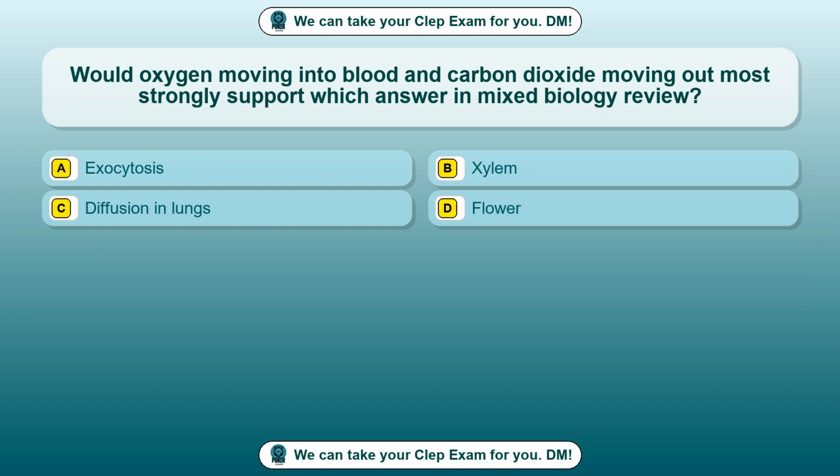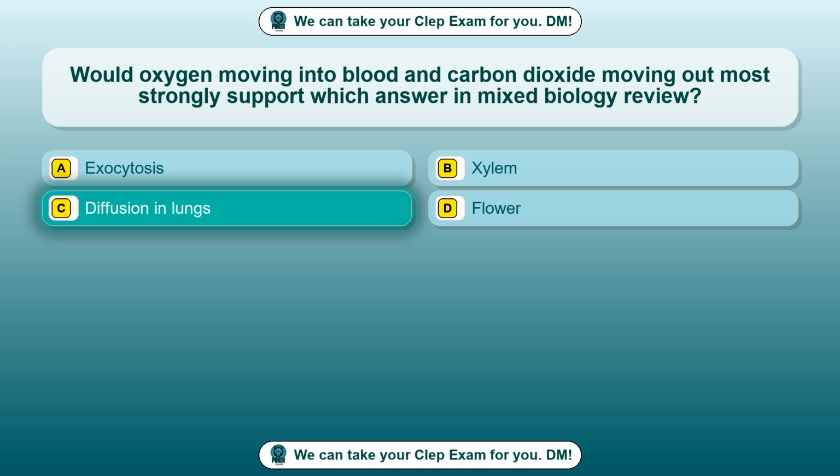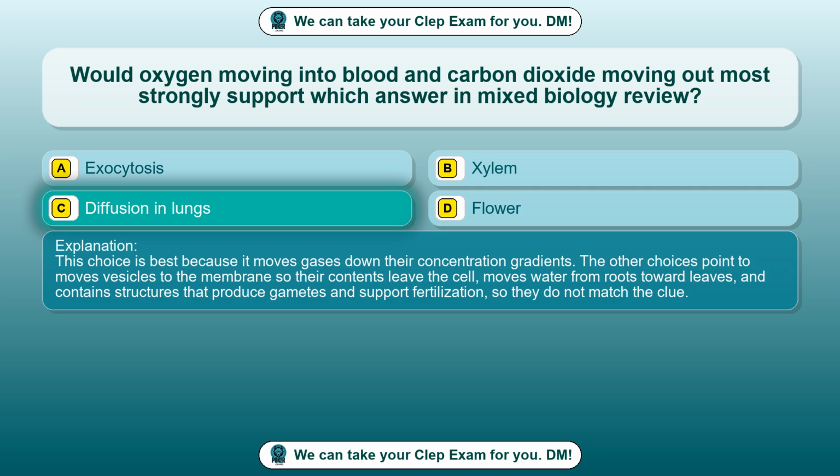Question 71. Would oxygen moving into blood and carbon dioxide moving out most strongly support which answer in mixed biology review? Option A, exocytosis. Option B, xylem. Option C, diffusion in lungs. Option D, flower. The correct answer is option C, diffusion in lungs. This choice is best because it moves gases down their concentration gradients.